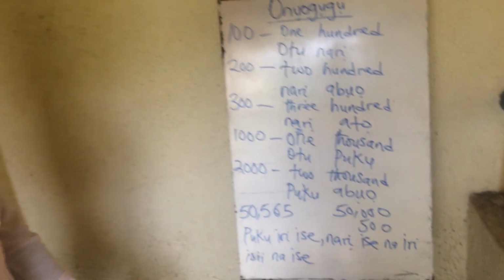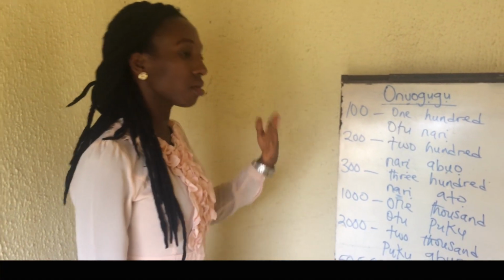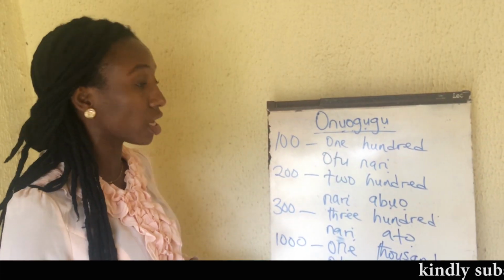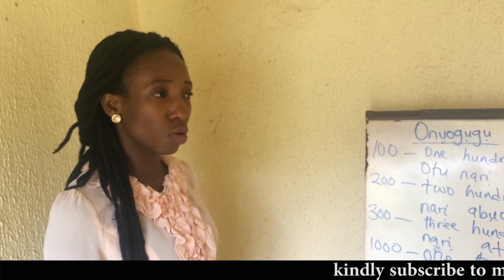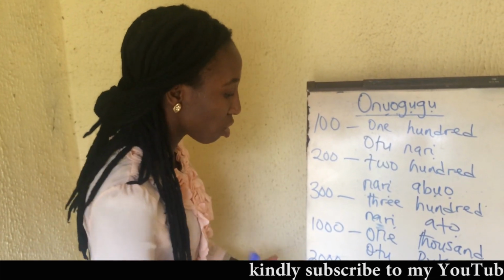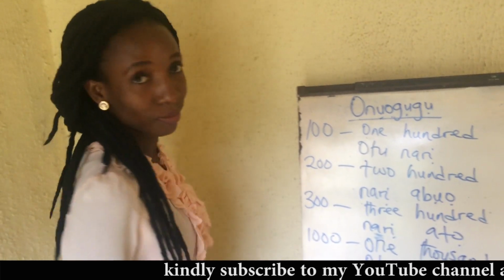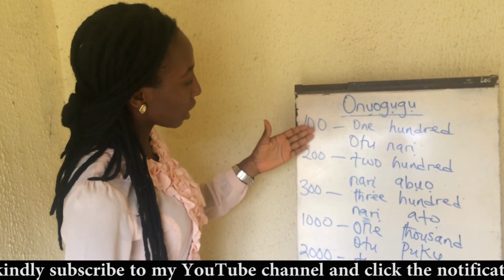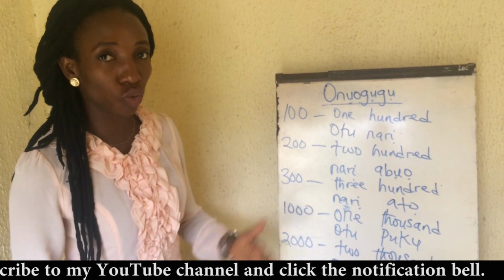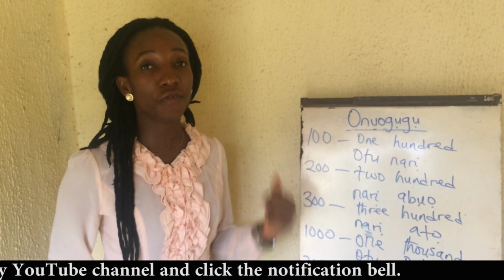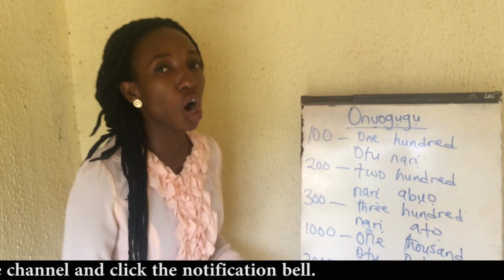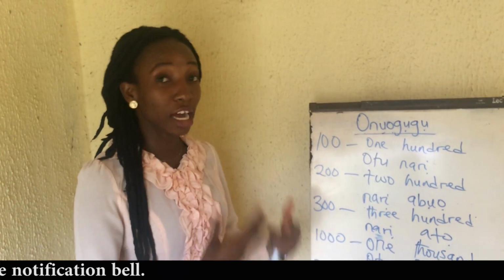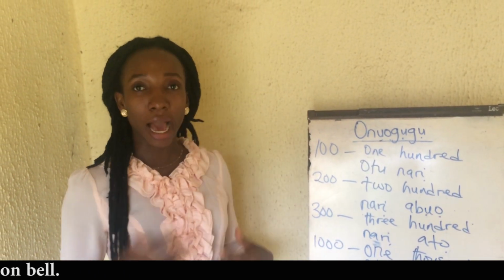So you see the way we got the numbers. If you're dealing with thousands or billions, you always write it down for easy pronunciation so you don't make mistakes. This can be a guide for someone that is preparing for an exam. You just write the numbers out, then call it. This is easier. So the same thing, we want to make 101, 102. Don't forget the first method. 100 plus 1: Otu nari na otu. 202: Nari abo na abo.